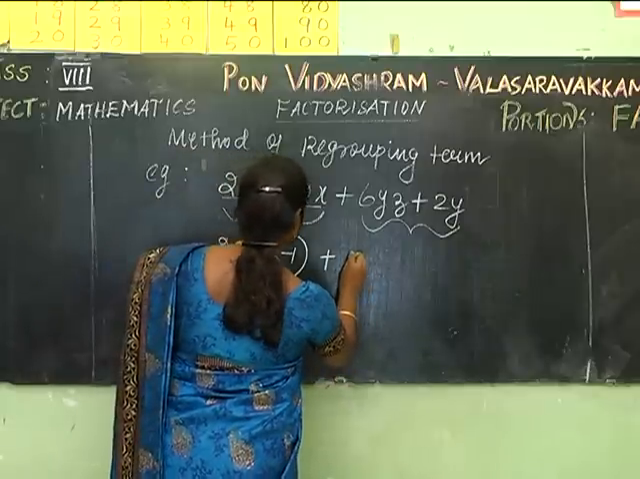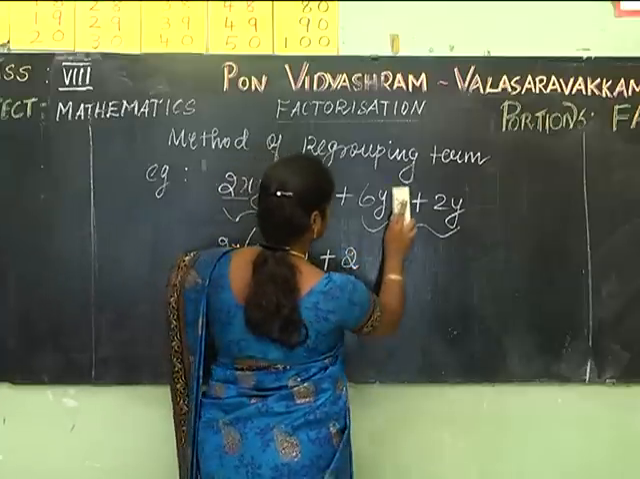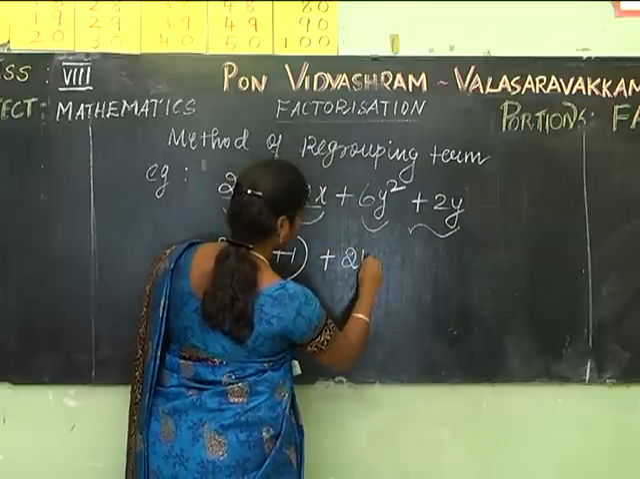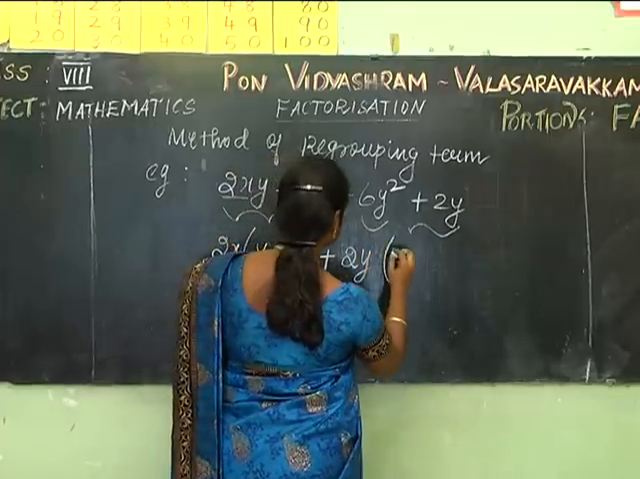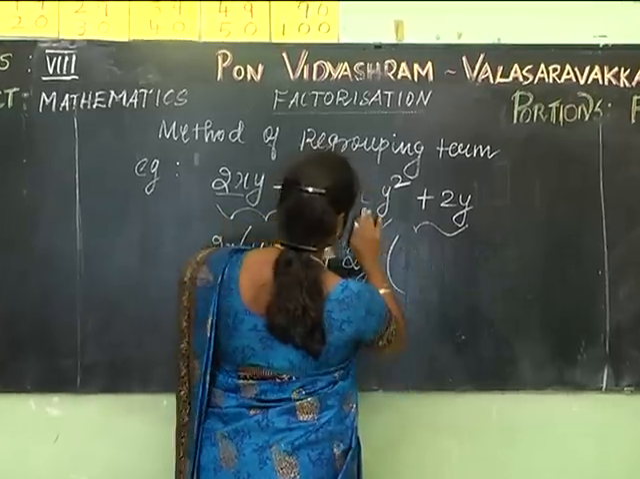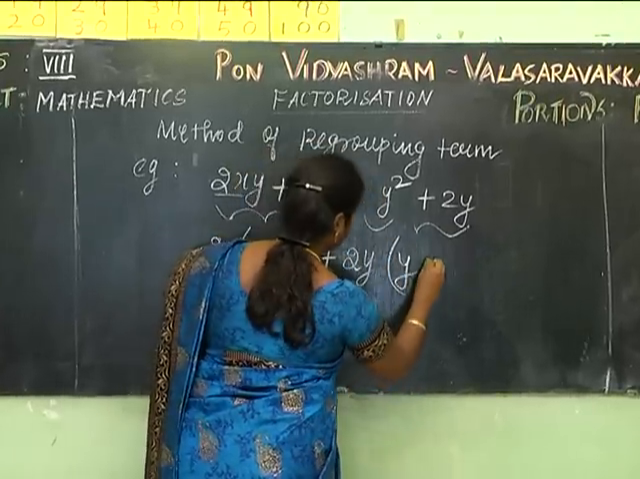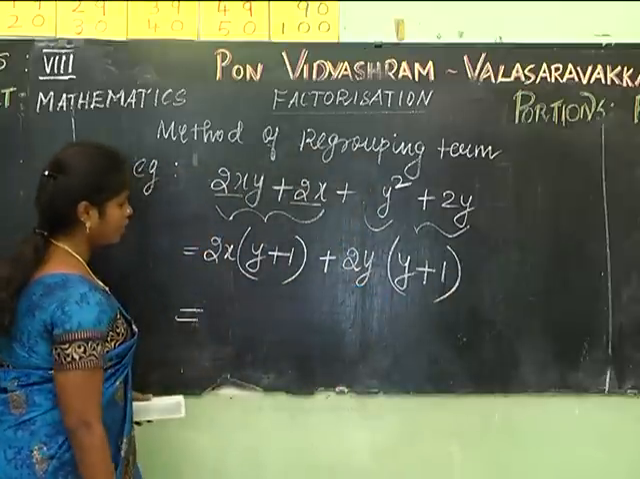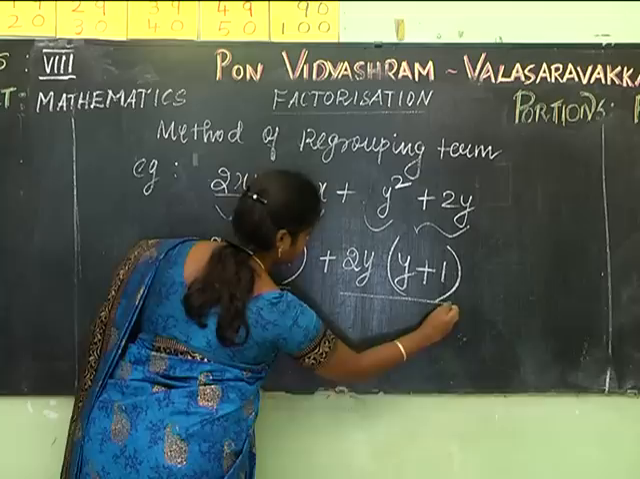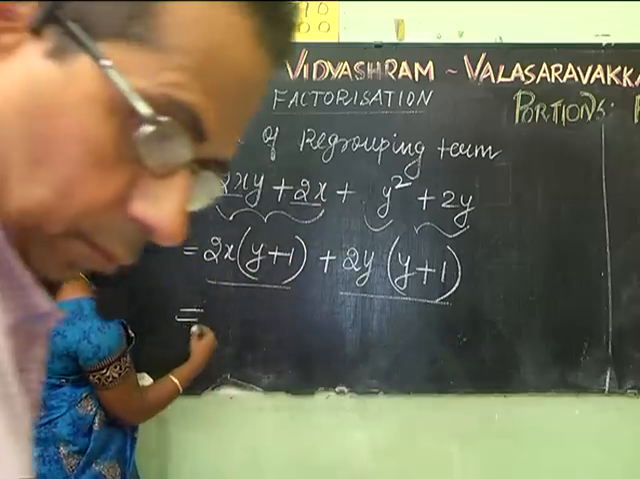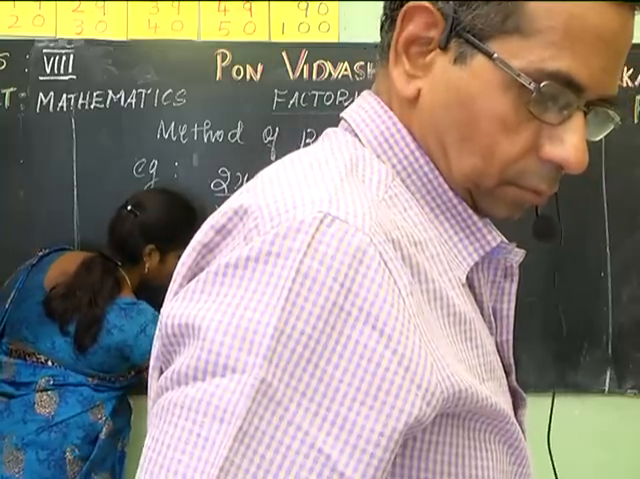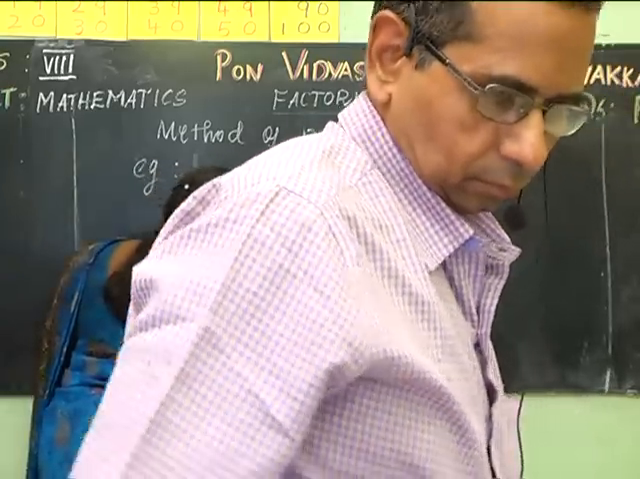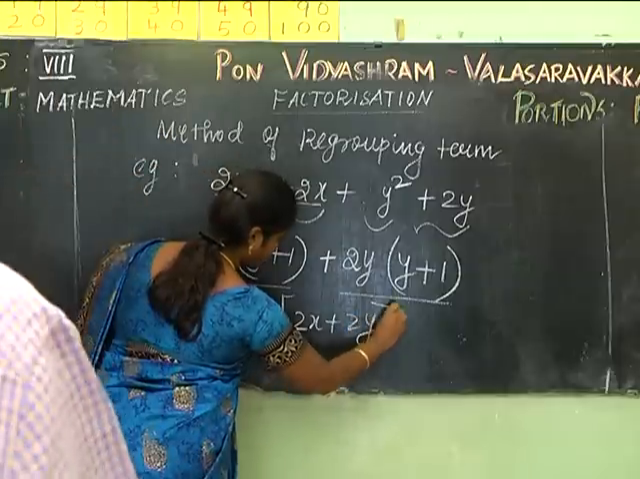So here, what is common? 2y is common in 6yz plus 2y. So 2y into z plus 1. Now compare these two terms. When we compare these two terms, the common factor is y plus 1. Then the remaining is 2x plus 2y.